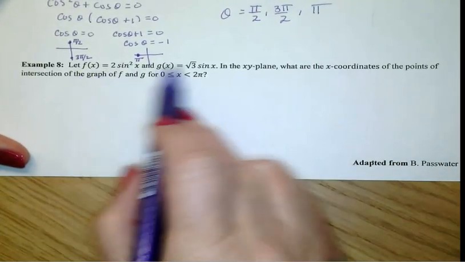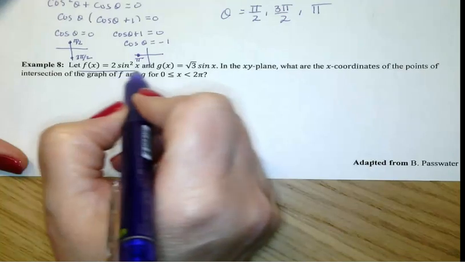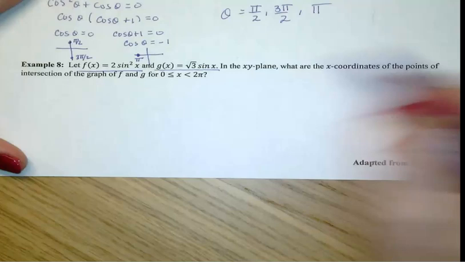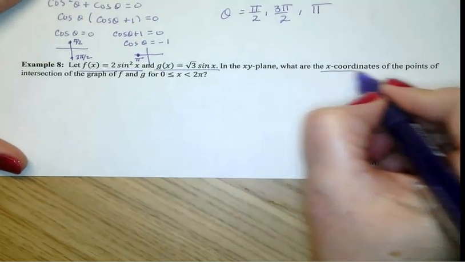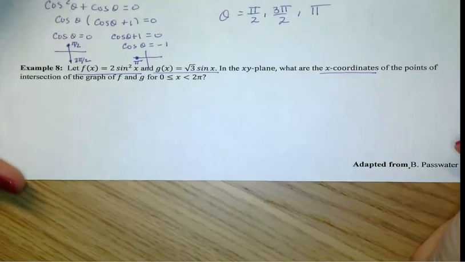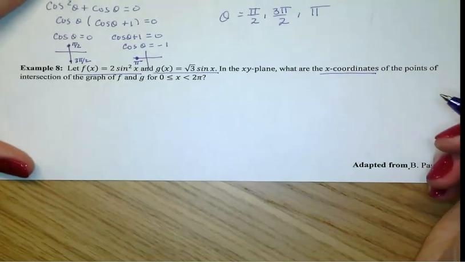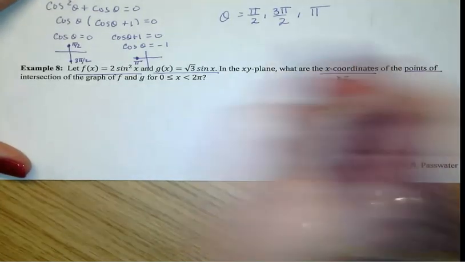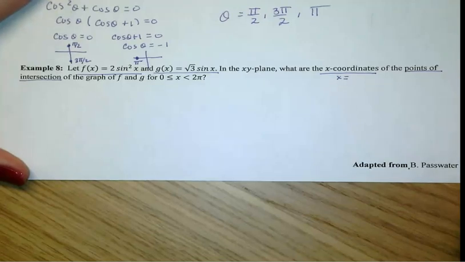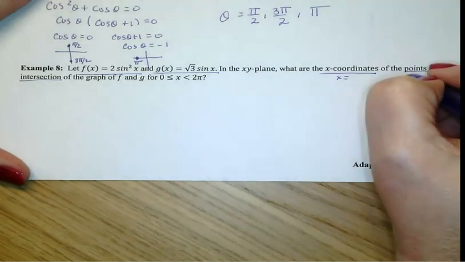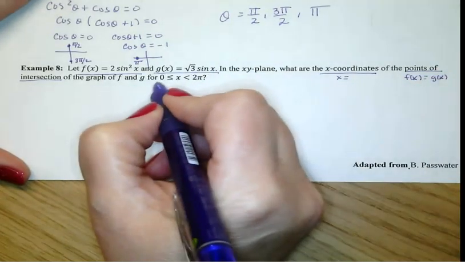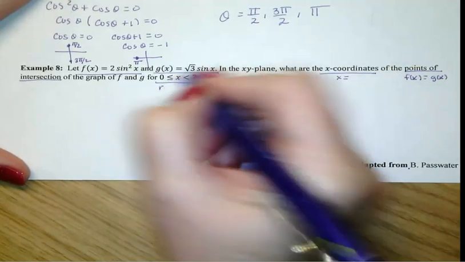And so it looks like all the variables are now in terms of x, and it says that we have f of x equals 2 sine squared x. We have g of x equals √3 sine x. In an xy plane, what is the x coordinate for each factor? But in this case, when we see that, we're thinking of x equals. And the point of intersection, well, what are we asked to intersect? We're asked to find when f of x equals g of x. That's the intersection. And we have 0 to 2 pi, so we have a restriction.